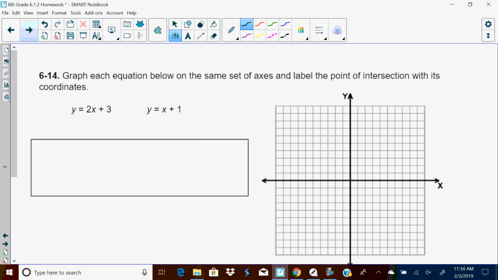614, graph each equation below on the same set of axes and label the point of intersection. So you had to graph each one. The first one, my y-intercept is at +3. I'm going up 2 over 1, or I can go down 2 and left 1. So that's going to be my line. My second one, my intercept is at +1, and I'm going to go up 1 over 1, or I can go down 1. And I see my graph moved a little bit, but they actually cross right here, which is at (-2, -1).